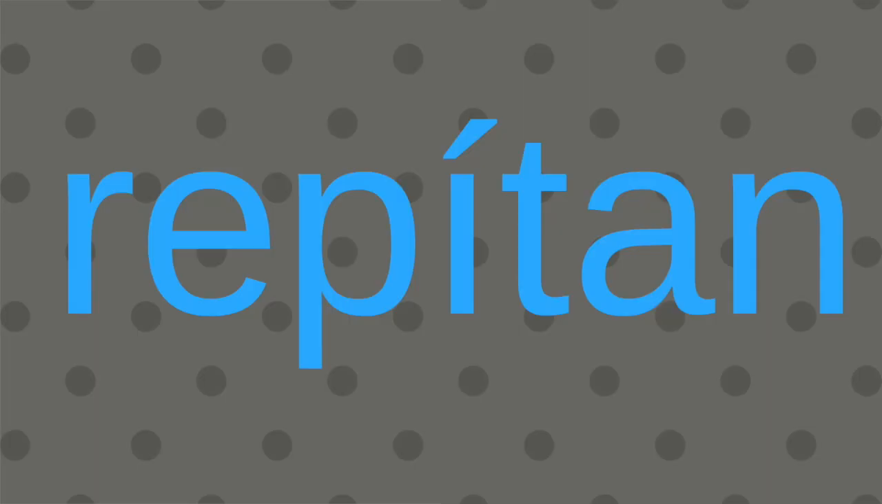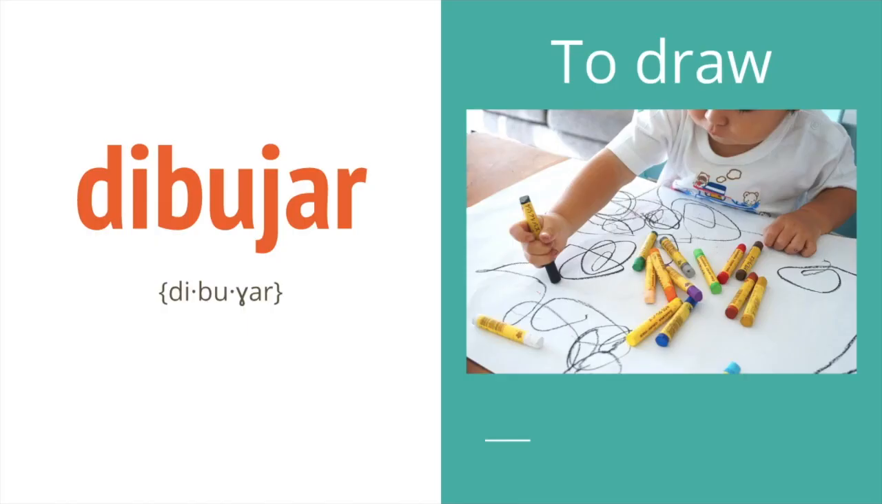Dibujar. Repitan, dibujar. I have students who want to say dibujar or dibujar, and it's the U sound is pronounced U, like two O's. Dibujar.